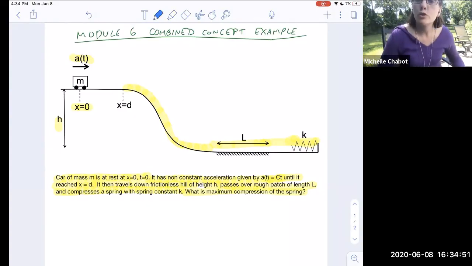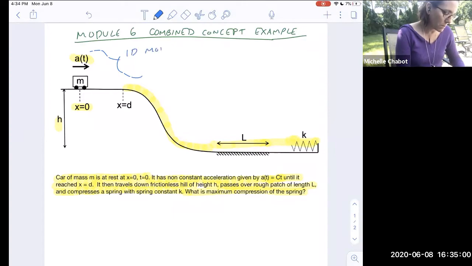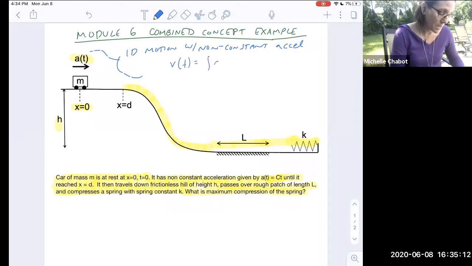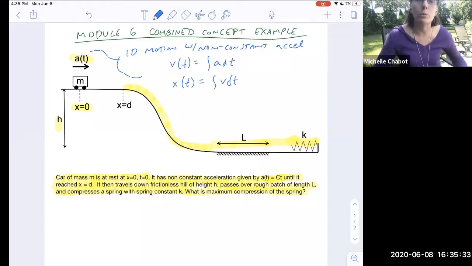So this is going to be basically two parts. Up on top of the hill, when we have this acceleration as a function of time, this will be 1D motion with non-constant acceleration, meaning that we're going to have to use calculus. We're going to have to know that the velocity as a function of time is the integral of a dt, and because we're going to want to know the speed at a particular time, we're going to have to know at what time it gets to position x equals d. So we'll actually have to take another integral to do that. So we'll see how that plays out as we go through this problem.